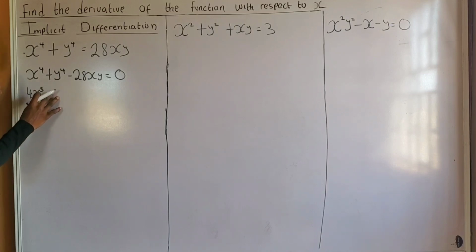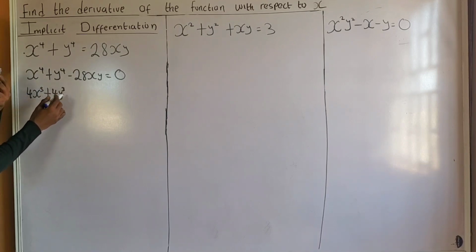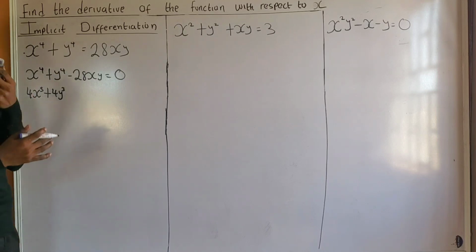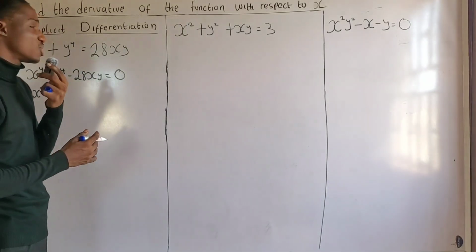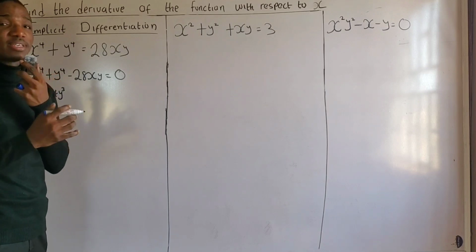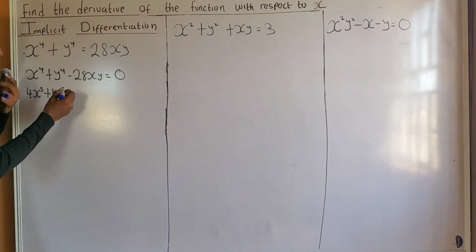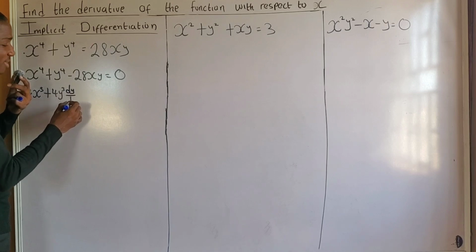Okay? Let us differentiate y raised to the power of 4. If you differentiate y raised to the power of 4, you're going to have 4y raised to the power of 3. Now, because it is y that we are differentiating with respect to x, anytime we differentiate y in this function, we're going to multiply that derivative by dy over dx. Okay, for this, I'm going to have multiplied by dy over dx.